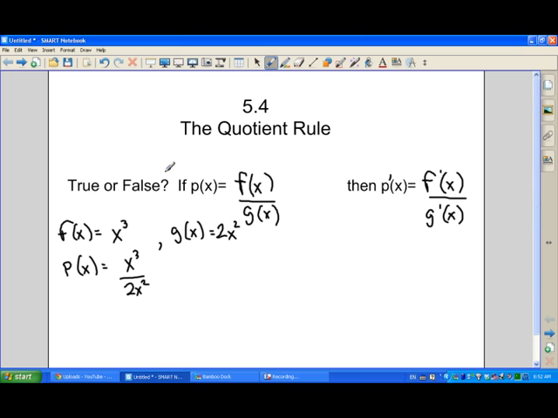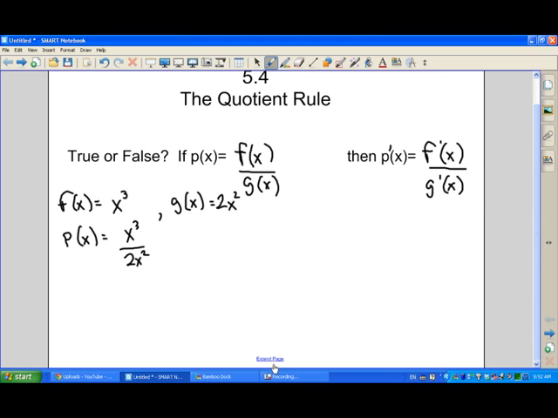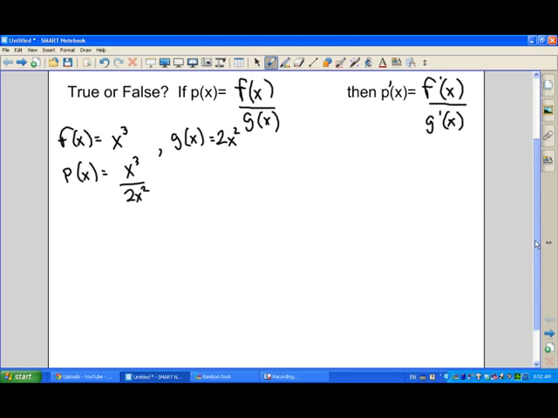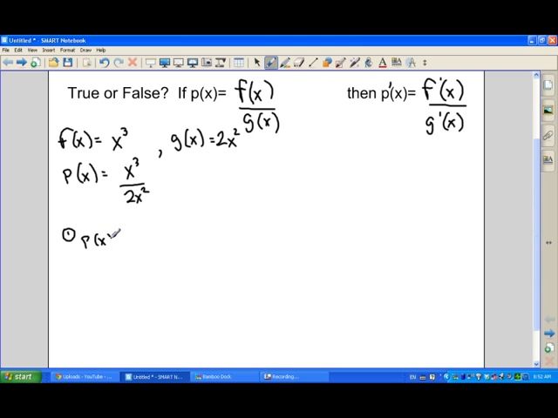So we want to test and see if this is true, and we'll do this two ways. So one, we'll try this the way we learned the very first day that we learned about derivatives. So if p of x equals x cubed over 2x squared, I can simplify this to 1/2 x. And then you can find the derivative.